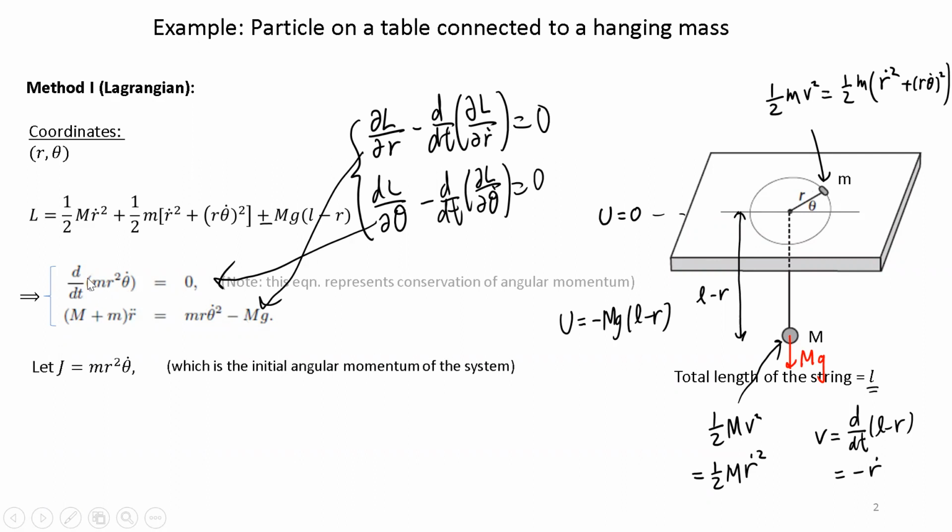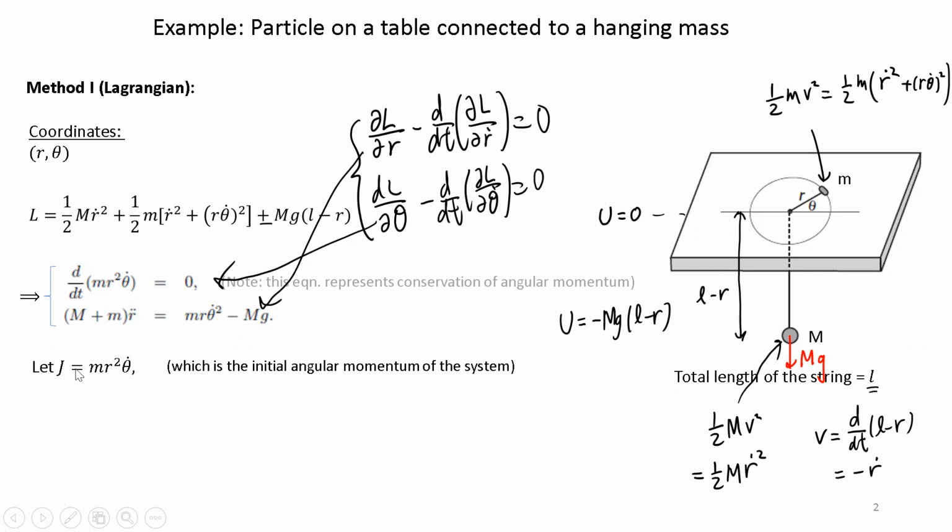So from the first equation, because of the conservation of angular momentum, I can write this m r squared theta dot as a constant J, which of course means the angular momentum. And how do you obtain this J? You can just rely on the initial condition. If I give you the initial r and the initial theta dot, then you can calculate the initial angular momentum, which is also the angular momentum of this particle at all times.